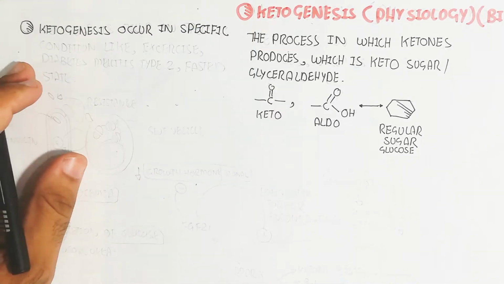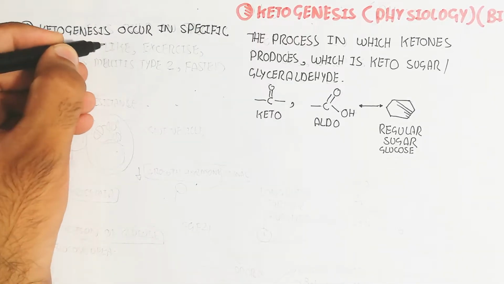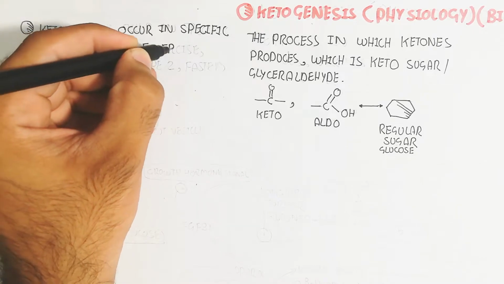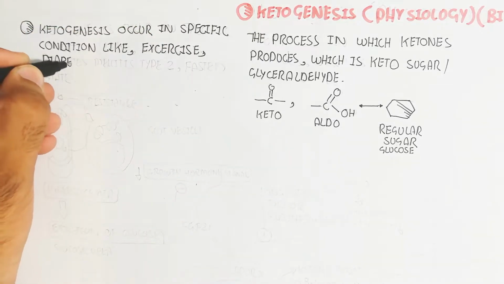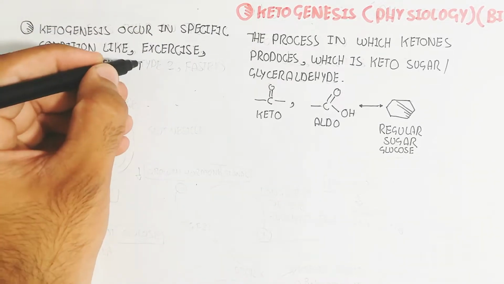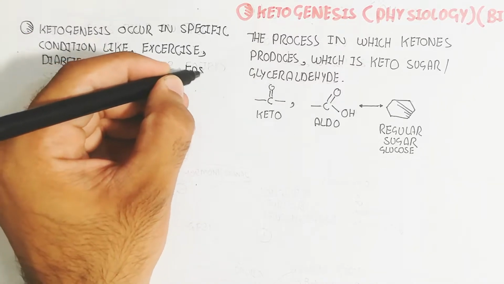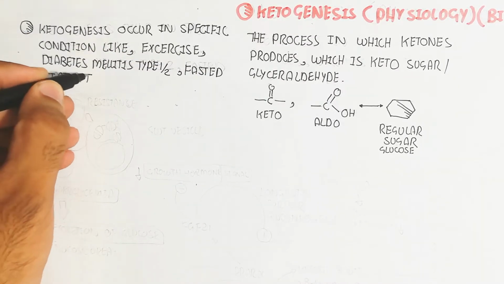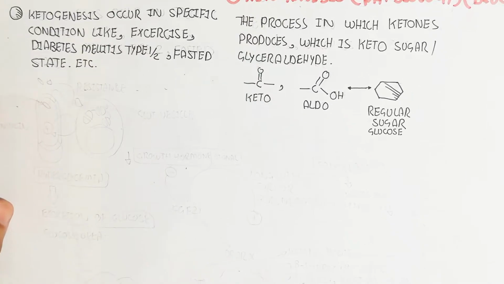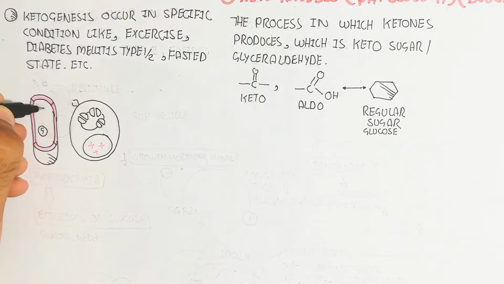So ketogenesis occurs in specific conditions like exercise, in a diabetic person, diabetes mellitus type 1 and 2, due to insulin insensitivity, and in the fasted state. So let's begin to understand what type 2 diabetes is.